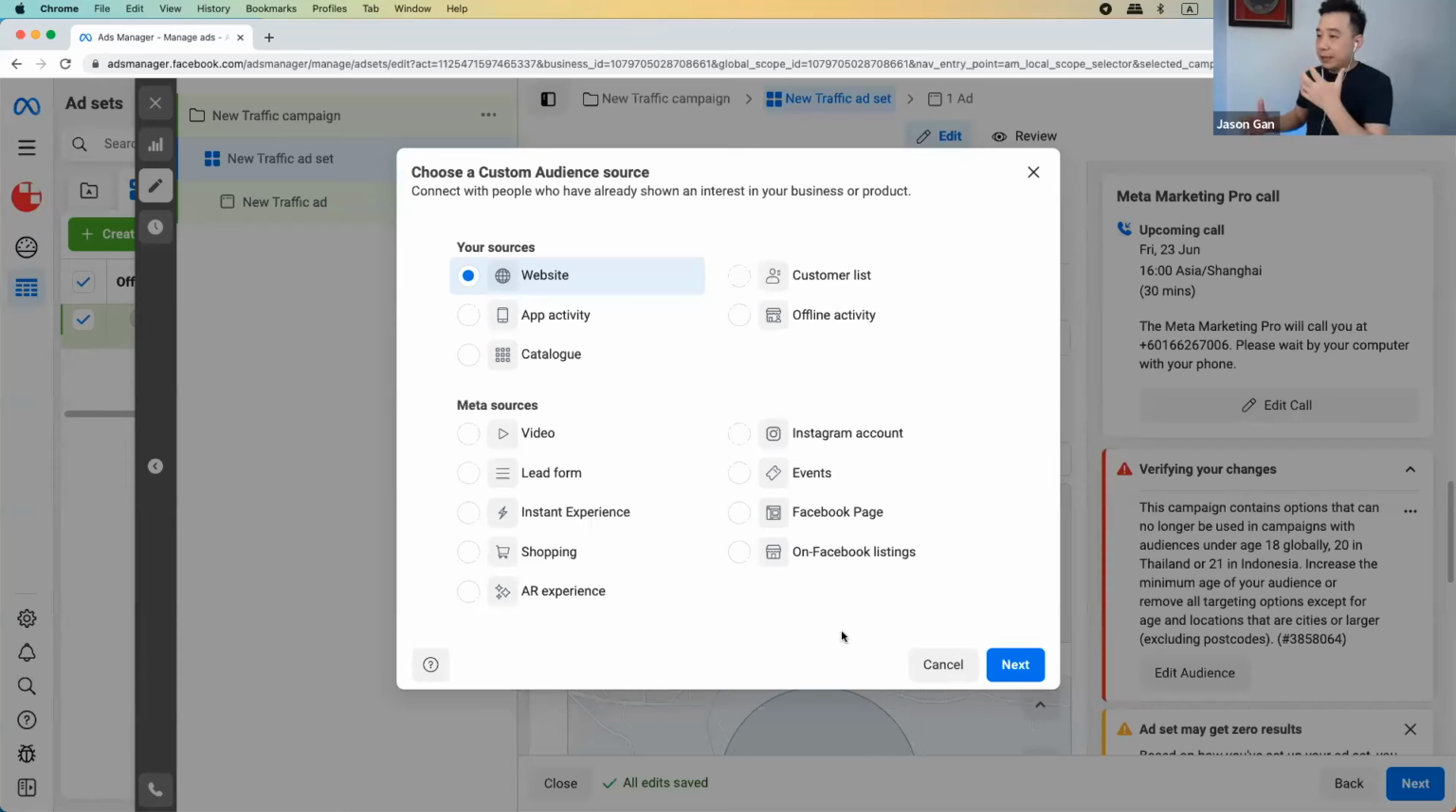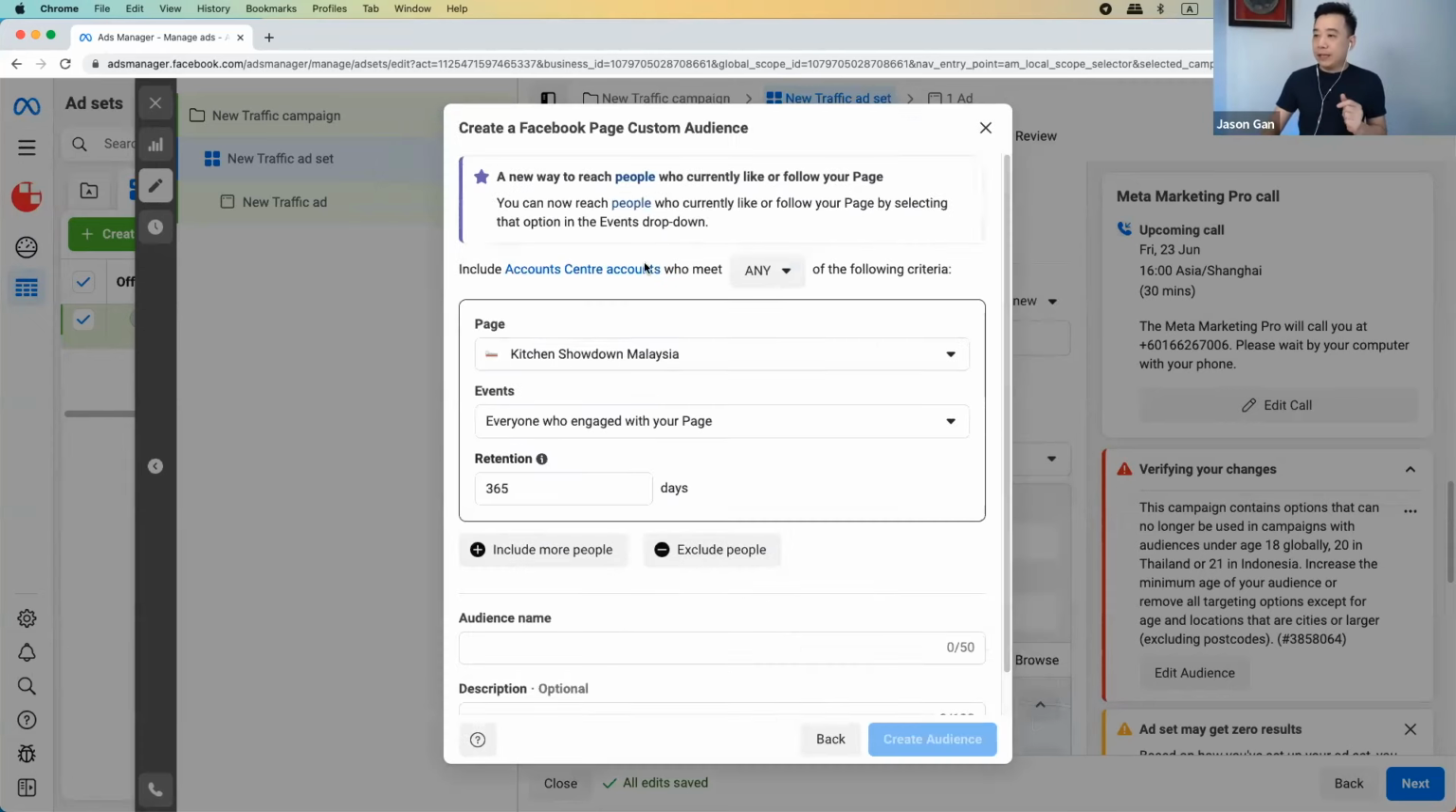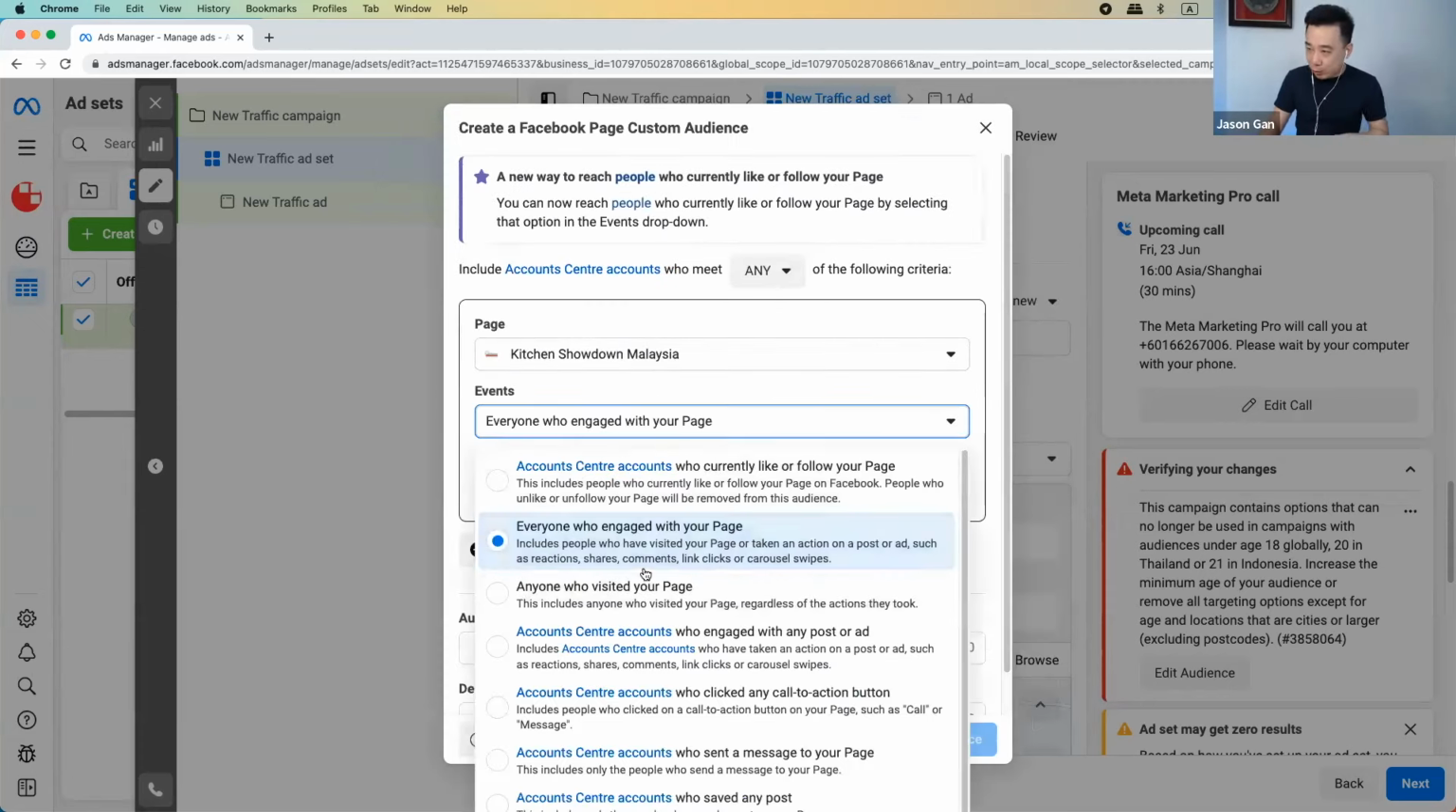Basically, there are many ways to do retargeting right now. That's why it's no longer about just website. You can use people who interacted with your Facebook profile or Facebook page. Because when they say interaction, let's say we go in by Facebook page, basically you have people who engage with your page. Engage means what? You read this, including people who visited your page, taken an action on a post like liking or whatever reactions, comments, and clicks on the carousel swipes and all that.